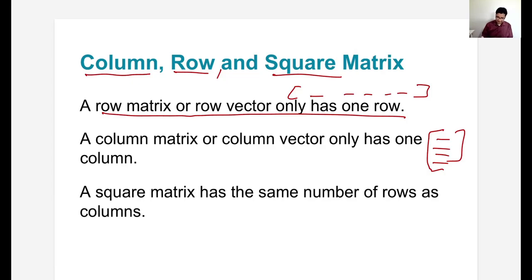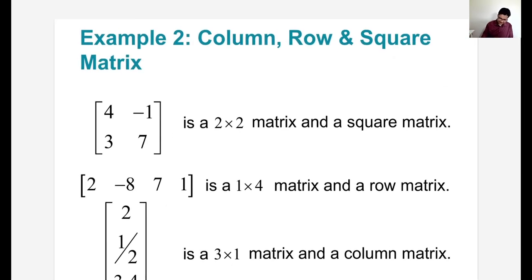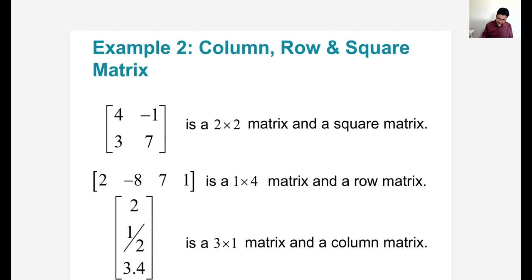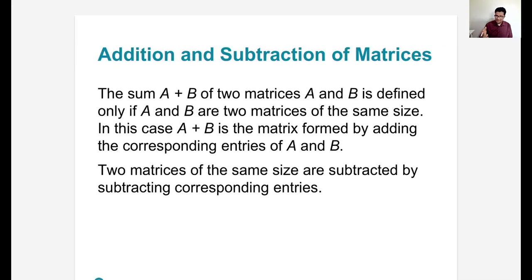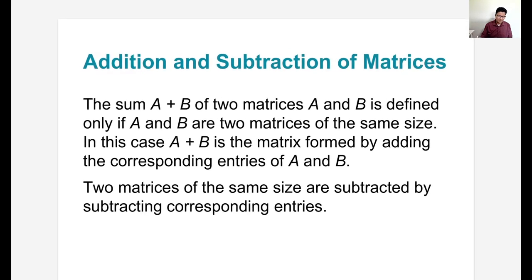A square matrix has an equal number of rows and columns, like 1 row and 1 column, 2 rows and 2 columns, 3 rows and 3 columns, an extreme case, right? Equal number of rows and columns, square matrix. Here is an example. This is a square matrix, that's a row matrix, that's a column matrix. You see it once, you hear it once, and you remember it. Those are those kinds of definitions.